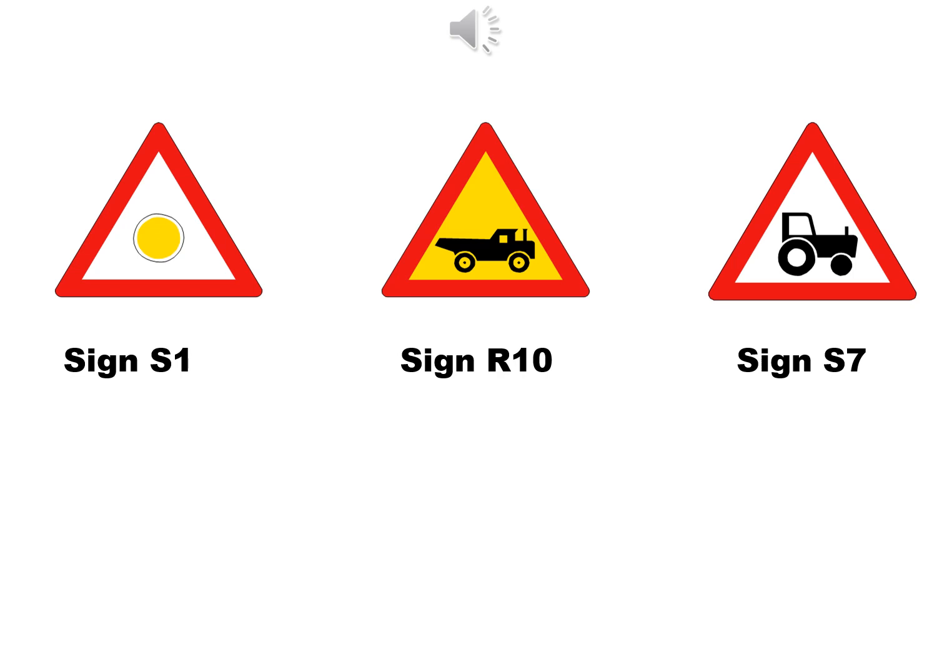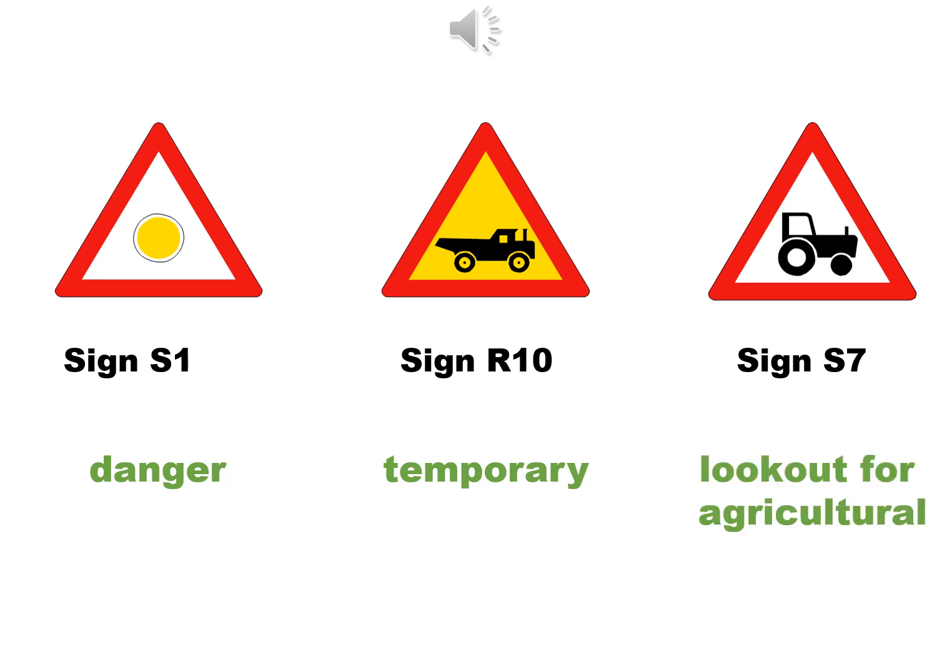Sign S1, when it flashes, shows you that there is a danger in the road ahead. Sign R10 is a temporary sign. All signs with a yellow background are temporary signs. Sign S7, you must be on the lookout for agricultural vehicles.